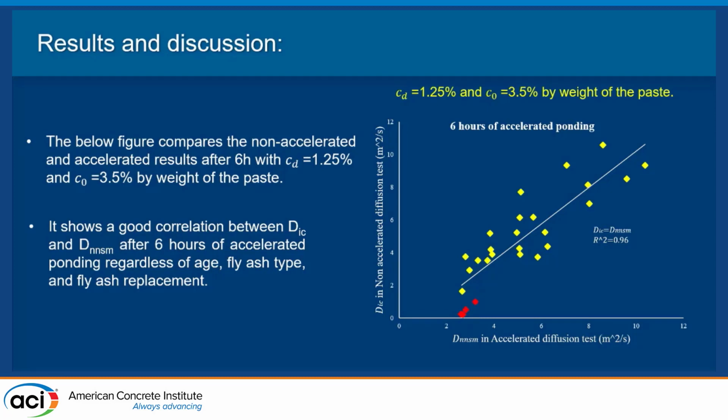We measured the penetration depth for each mixture separately, and then we calculated the diffusion coefficient of accelerated diffusion. Then we plotted this data in this graph. On the x-axis, we can see accelerated, and on the y-axis, we can see the non-accelerated diffusion coefficient. The line here is the line x equals y. And you can see how those data are distributed around this line with an R-square of 0.96.